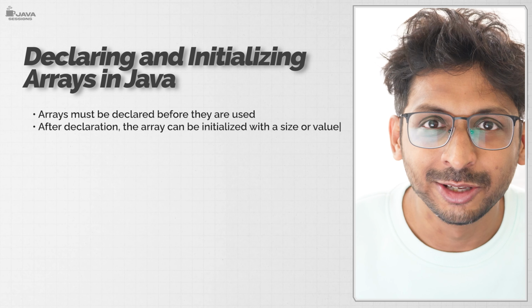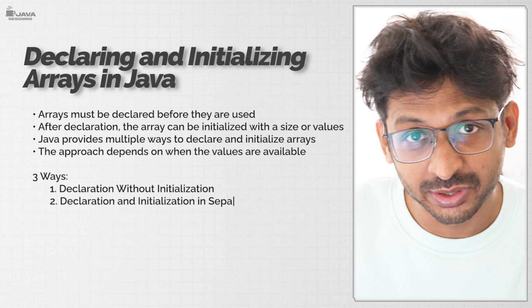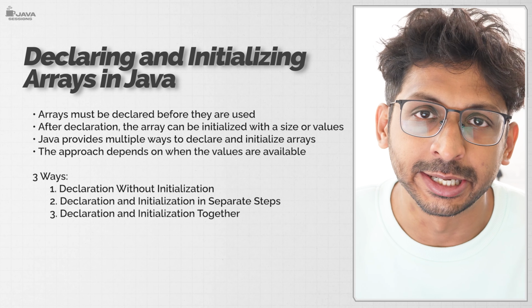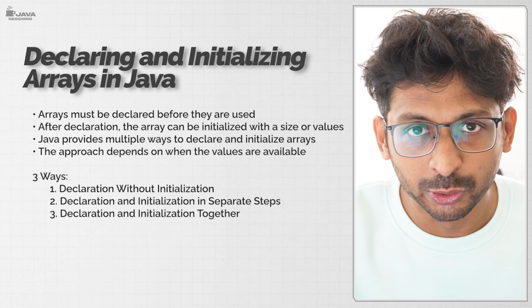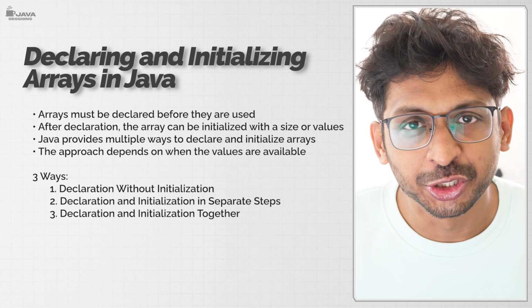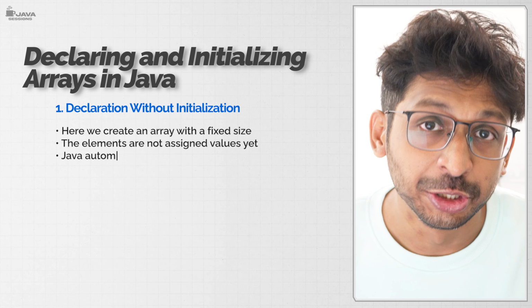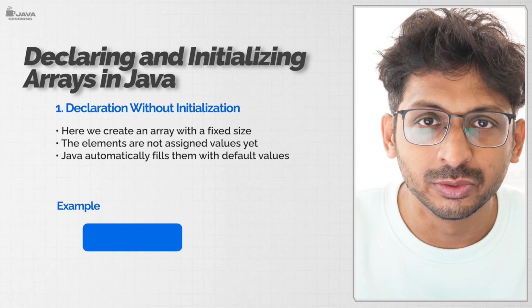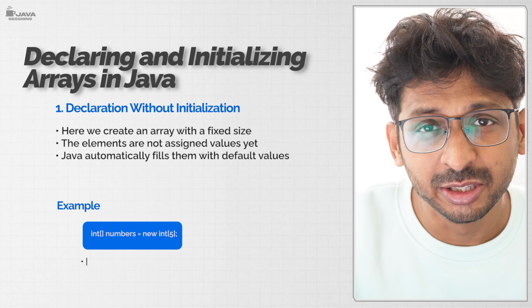In Java, you can think of declaring array as like saying, hey Java, I need a row of boxes to store the value of the same kind. How and when to choose to fill those boxes depends totally on your use case. Let's explore 3 most common ways to declare and initialize an array. The first one is just the declaration without the actual initialization. In this case, you are reserving the space for specific number of elements but not assigning the values yet.